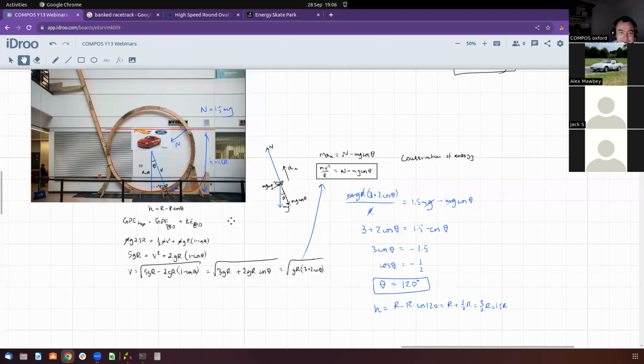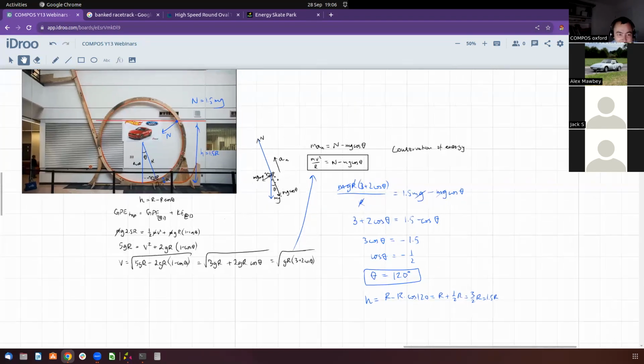So going through, the hardest bit here is to do this. Yes, so the question: yes, it works for more than 90 as well. Yeah, why not? Because there's no limitation here. We didn't assume that theta was a small angle.